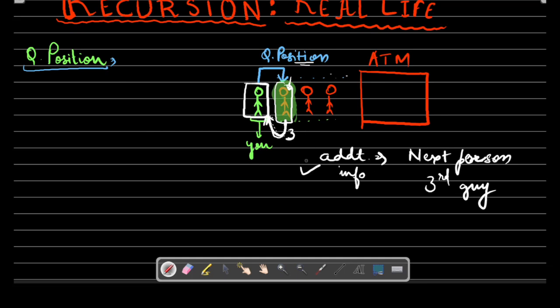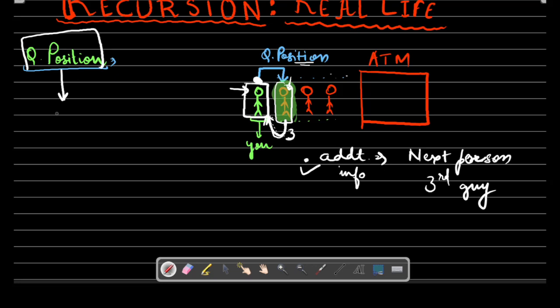Now, can you use this additional info to figure out the answer to your original question? This was the original question. You wanted to know your own position in the line, right? And what do you have now? You have the information that the person right next to you, standing right next to you, is the third person.